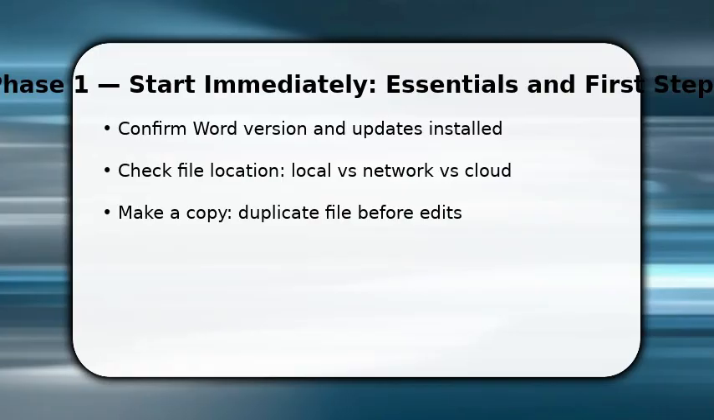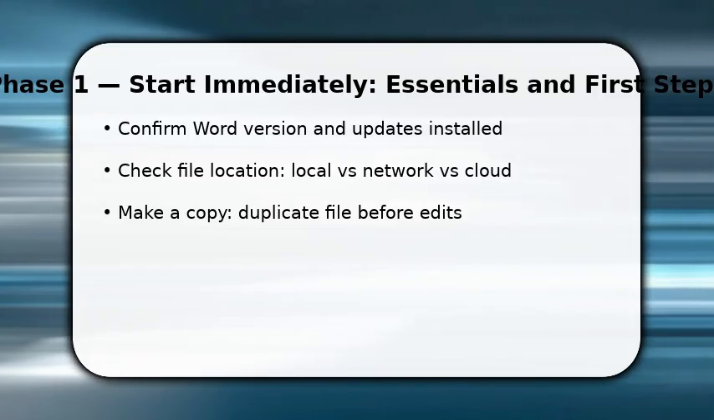You start by confirming Word is updated and identify where the file lives: local, network, or cloud. Open File Info to see protection status. If it shows read-only or protected view, note the reason.